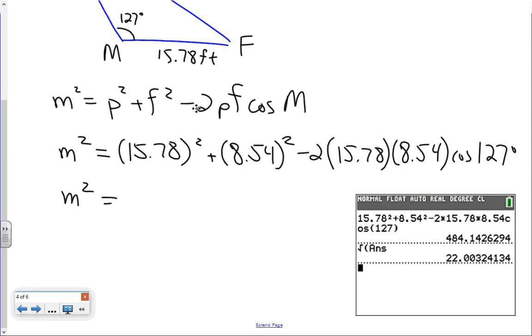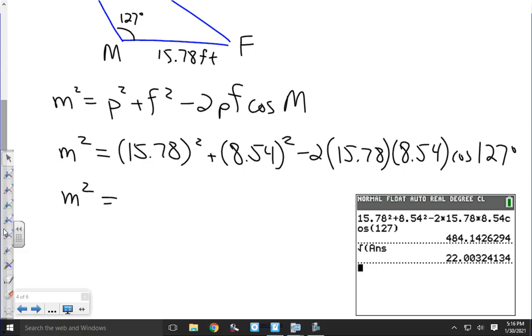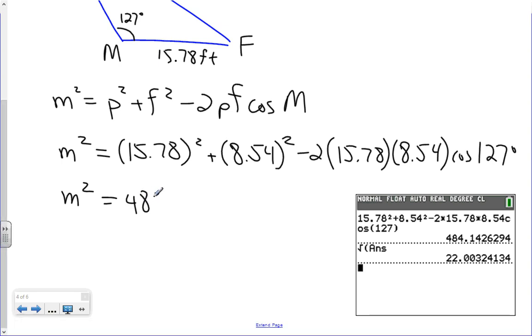All right, so we have m squared is equal to 484.143. Make sure you got 3 decimal places. You can either round or truncate, but make sure you got 3 decimal places of accuracy. And again, that was not the question. The question is, what does m equal?